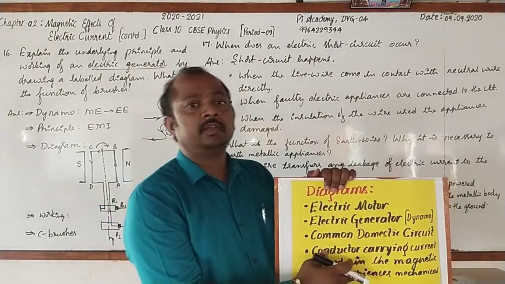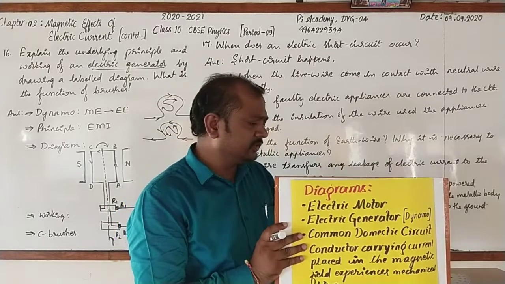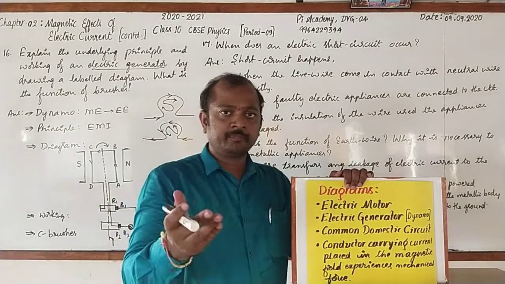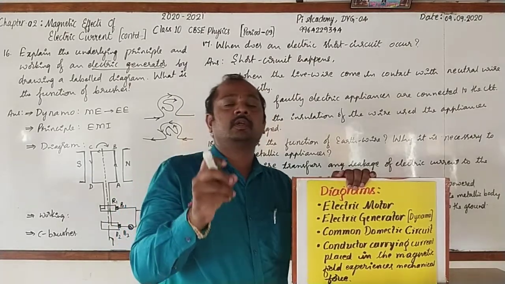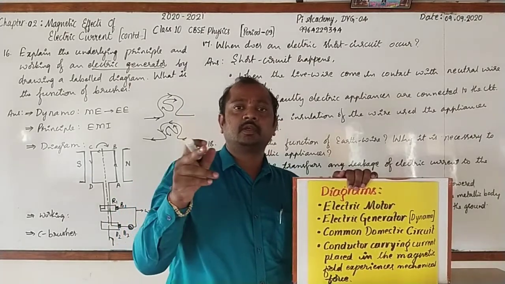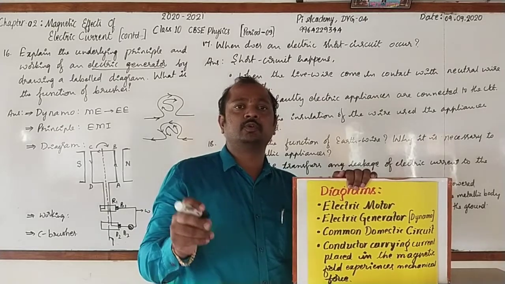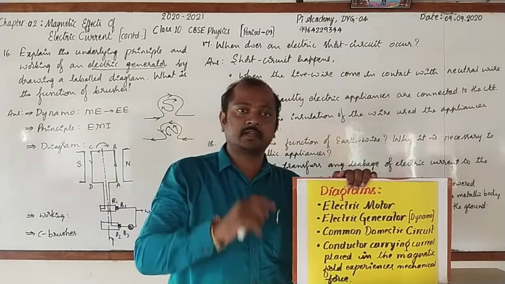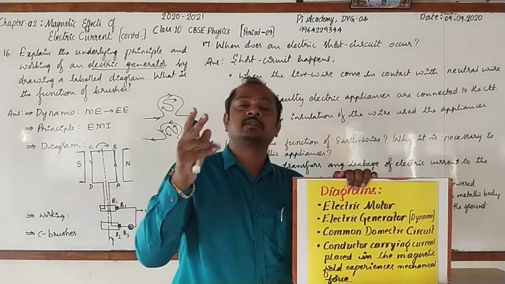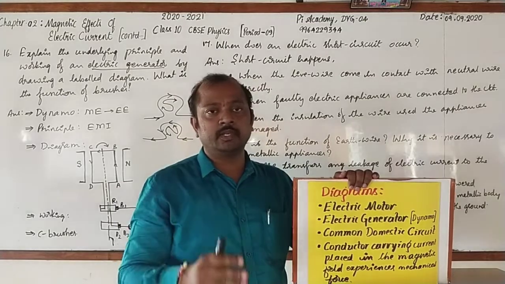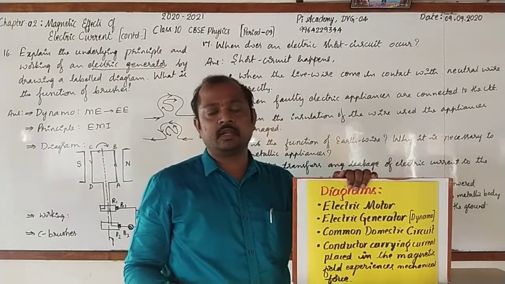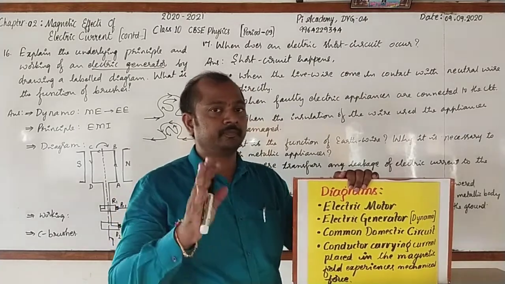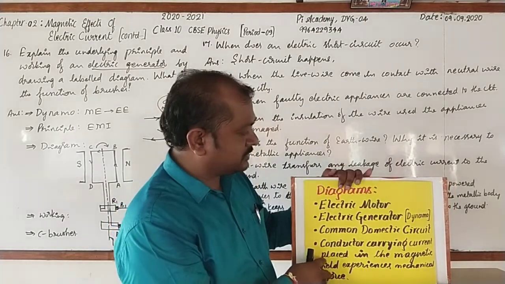Next, dear students, in this chapter we even come across some important diagrams. Earlier we have already come to know the diagrams with respect to the pattern of lines of force around: one is a straight conductor carrying current, second is a circular conductor carrying current, third is a solenoid carrying current, and fourth is Faraday's experiment. Next, apart from this, we have some more.